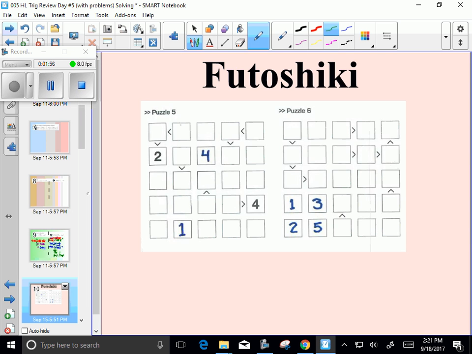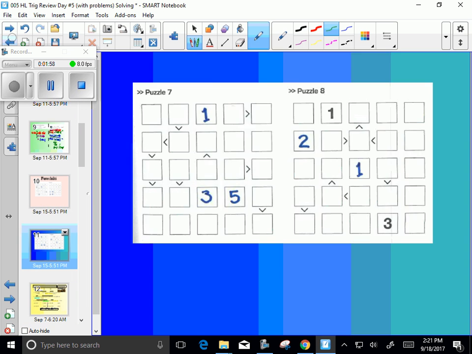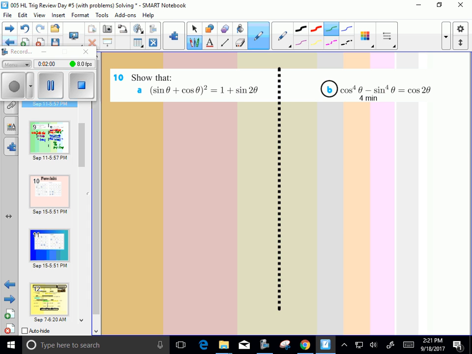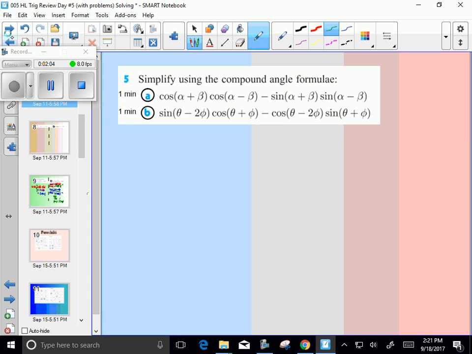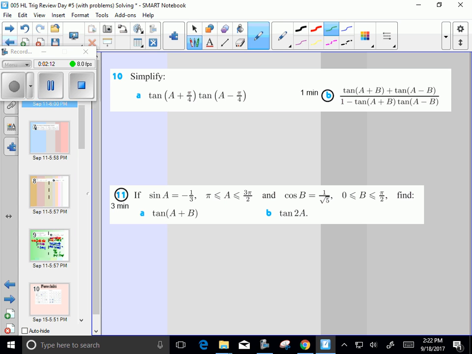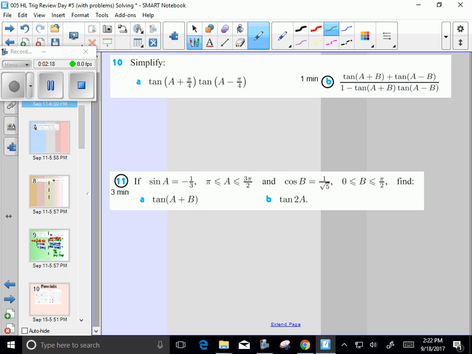Did you get, I'm looking for, did you get 5A and B? Did those make sense? You sure? Okay, I showed you that one. How about 10B? Oh, what about 11A? This one? Yeah. Okay, got to do that one. Sine A equals this, cosine B equals that.